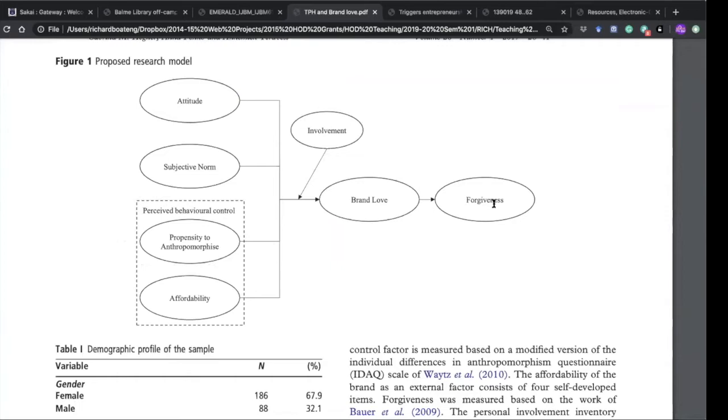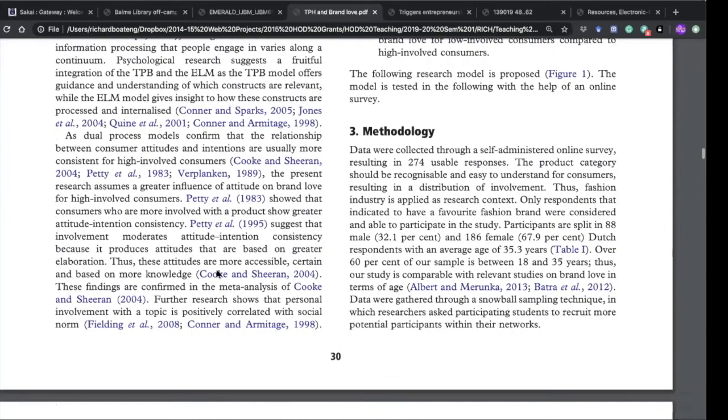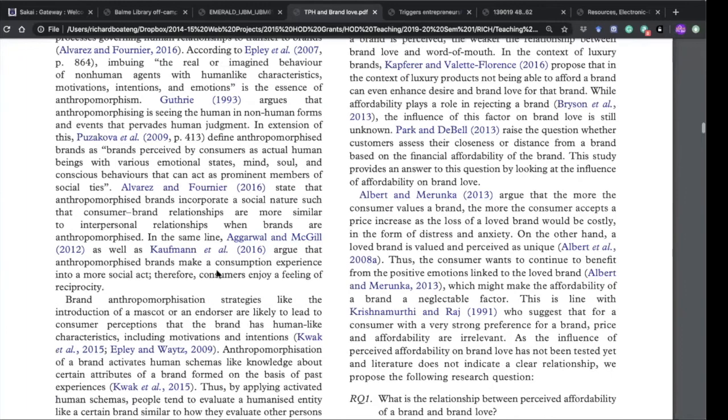Now the perceived behavioral control, he broke it into two. Remember I mentioned income. So you can see affordability of the brand. Then propensity to anthropomorphize means to treat the brand like a human being. Some people treat brands like a human being. They associate human elements of love with the brand. That's why it's called propensity to anthropomorphize. Let me look for that particular explanation for those of you who are asking what this is.